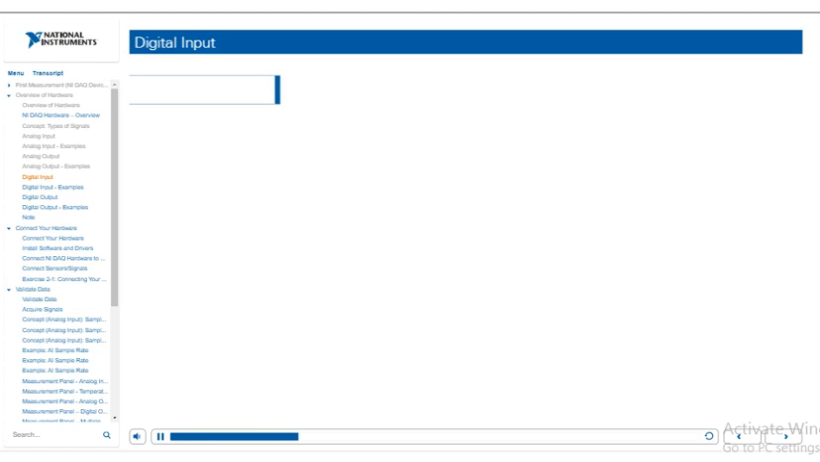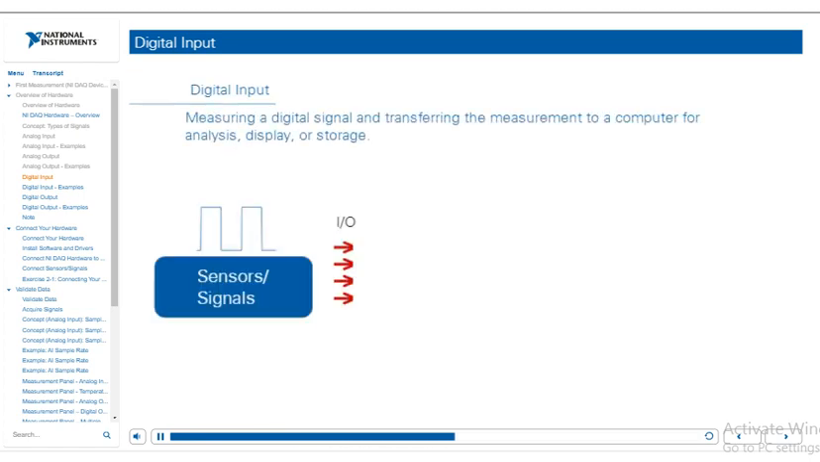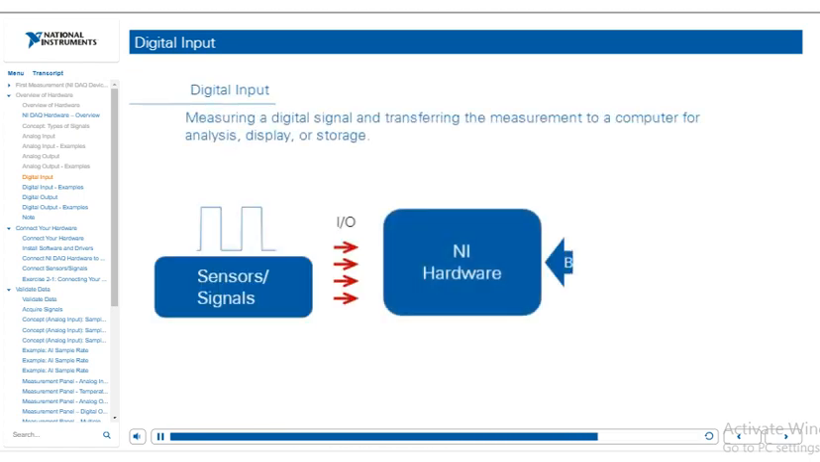Digital input describes measuring a digital signal and transferring the measurement to a computer for analysis, display, or storage.